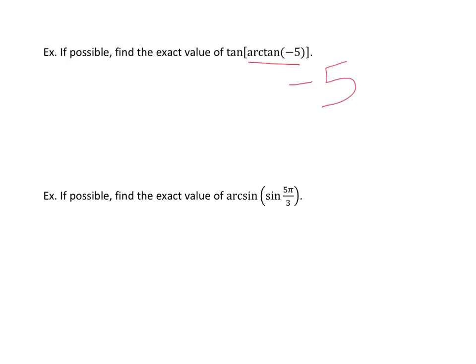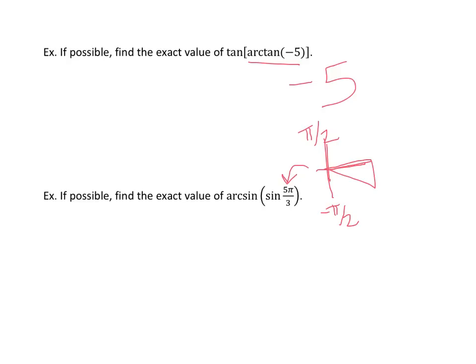In the second example, sine. Now when I'm taking the sine of something, that number has to be in quadrant 1 or 4. So where's 5pi/3 right now? That is in quadrant 4, but it's not listed to be between -pi/2 and pi/2. So we need to get an equivalent.